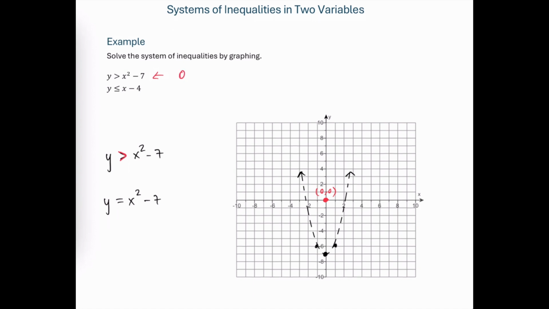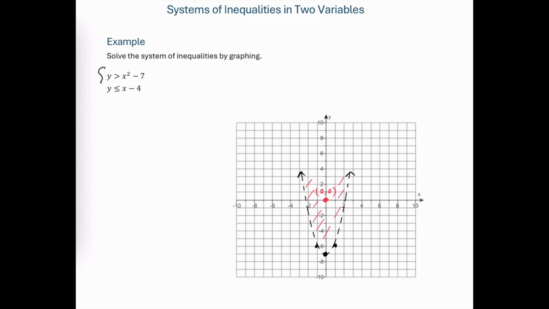So we plug in 0 for y, and then we plug in 0 for x, and now we need to say whether or not 0 is greater than -7, and it is. So (0, 0) does work, and therefore the region that includes this (0, 0) test point is part of the solution region for the first inequality.